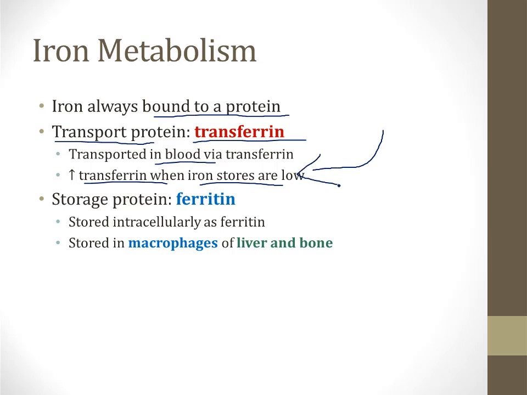The second important iron-binding protein is called ferritin. This is the storage protein. This protein stores iron intracellularly, and you can find ferritin inside of macrophages in the liver and the bone.